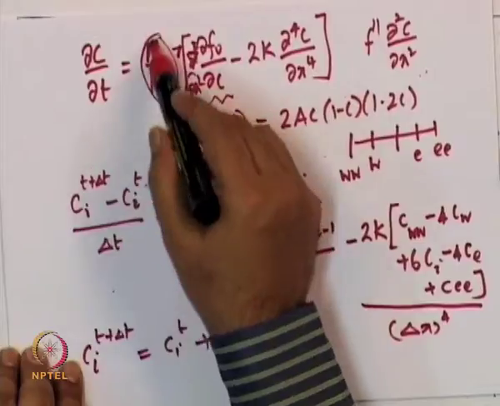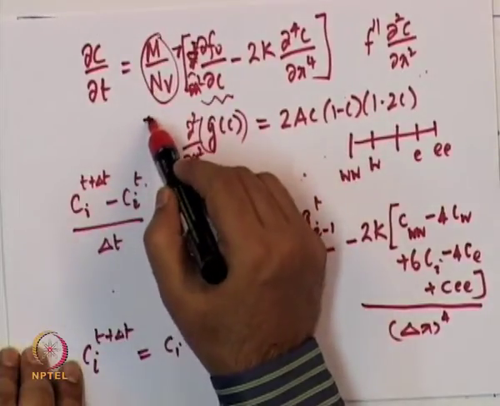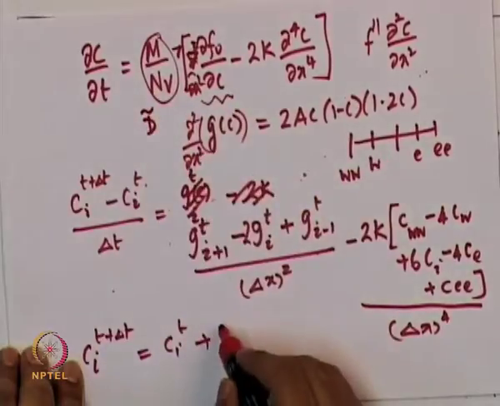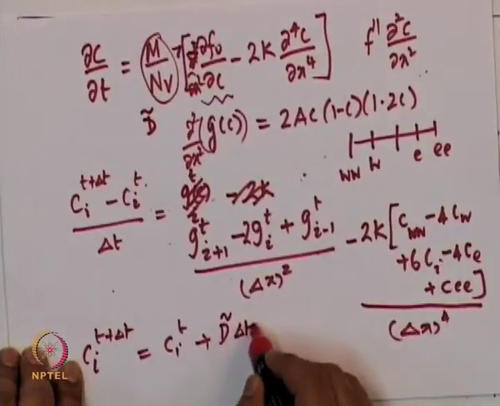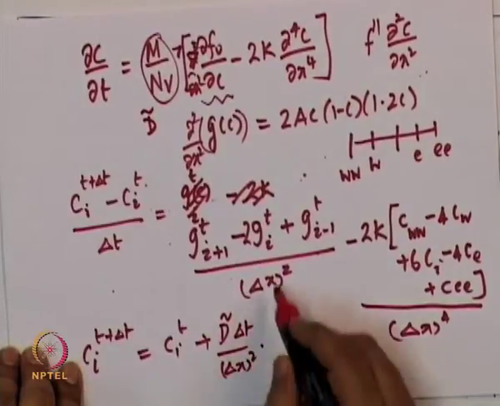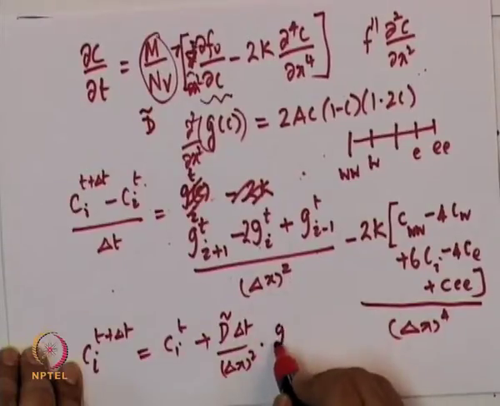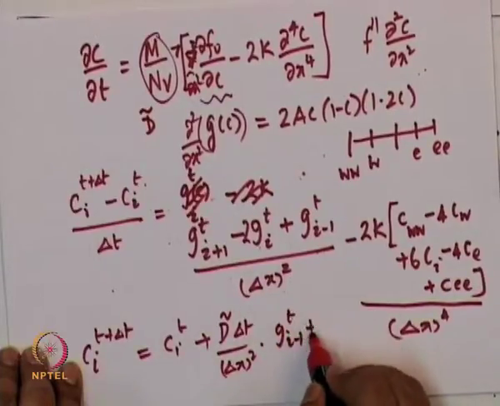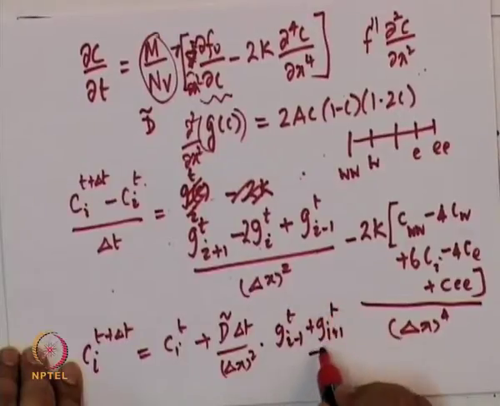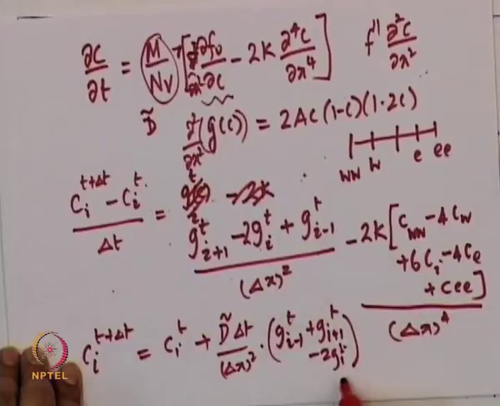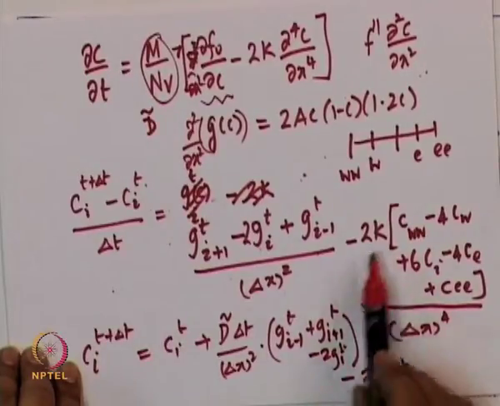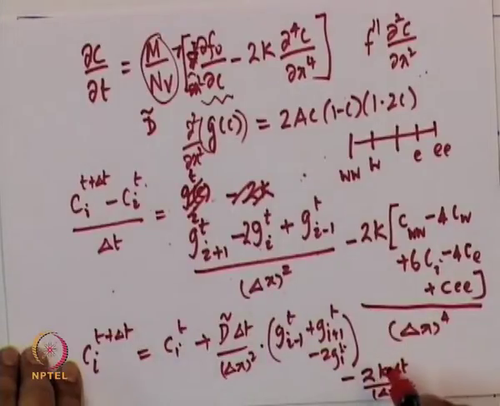So, let us call this some d tilde. So, it is d tilde delta t by delta x squared, with this quantity g(i-1, t) plus g(i+1, t) minus 2 g(i, t). So, that is one part, minus 2 kappa delta t by delta x to the power 4. So, this is another quantity.